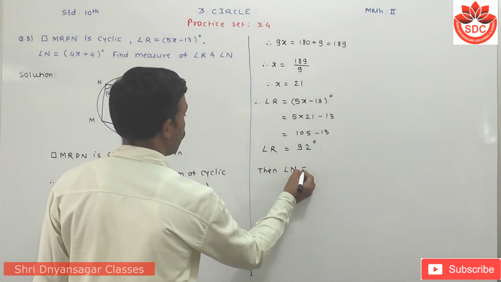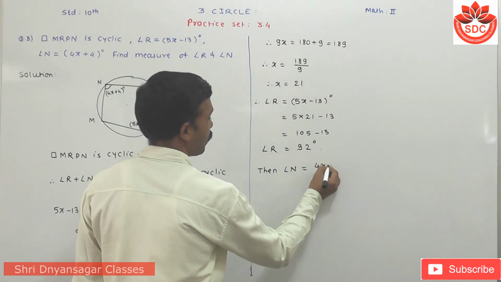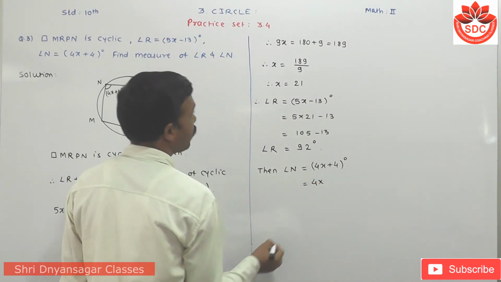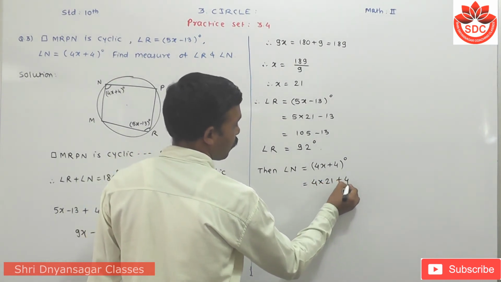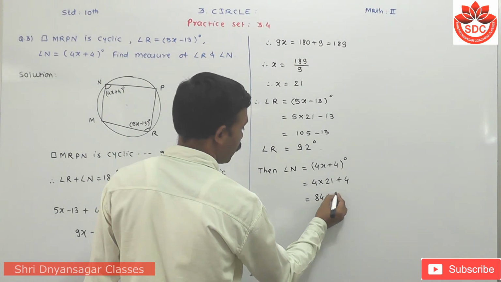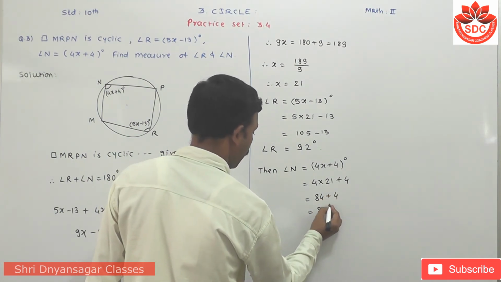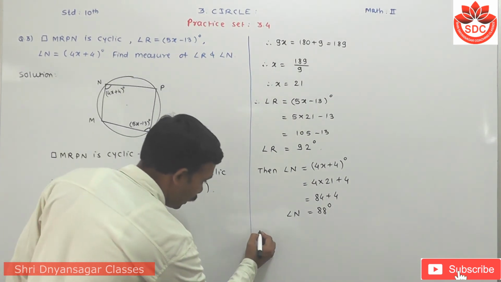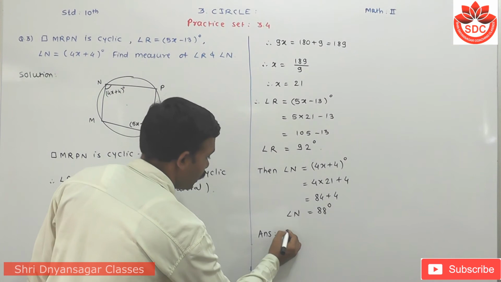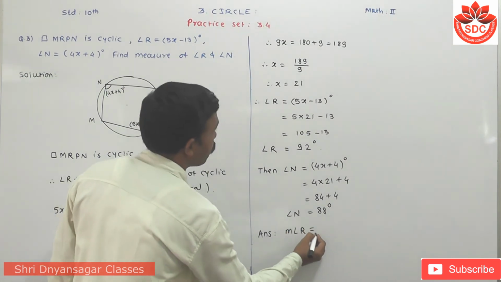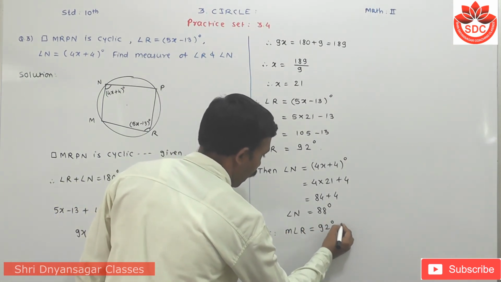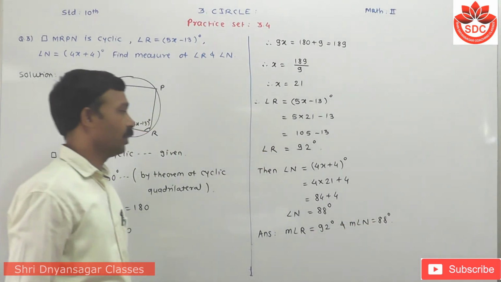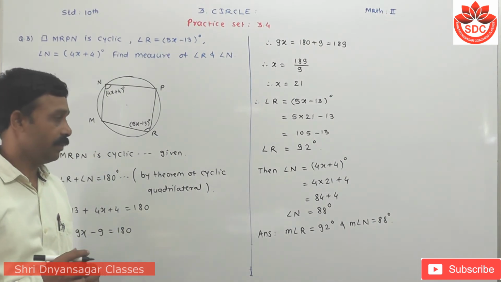Then angle N is equal to 4x plus 4 degrees. Substitute these values. 4 into 21 is 84, plus 4 becomes 88 degrees. This is the value of angle N. So the answer in full sentence: Answer. Measure of angle R is equal to 92 degrees and measure of angle N is equal to 88 degrees. Okay. Thank you very much.